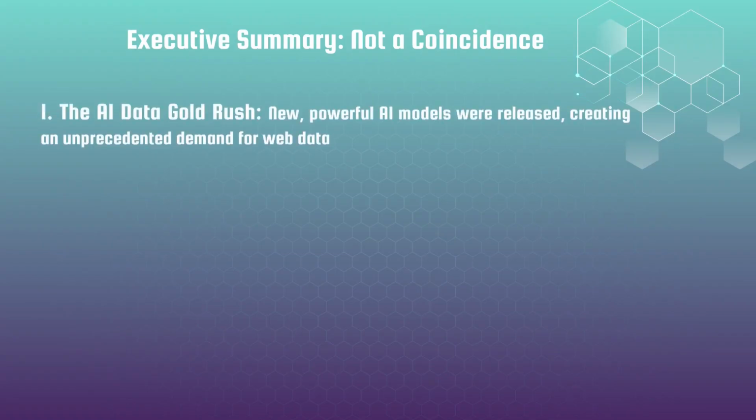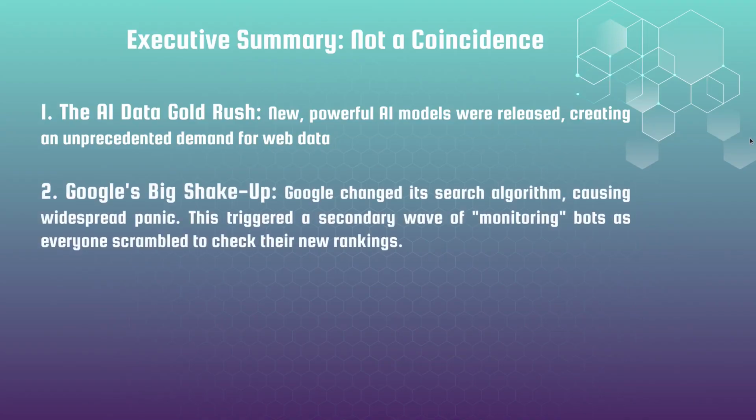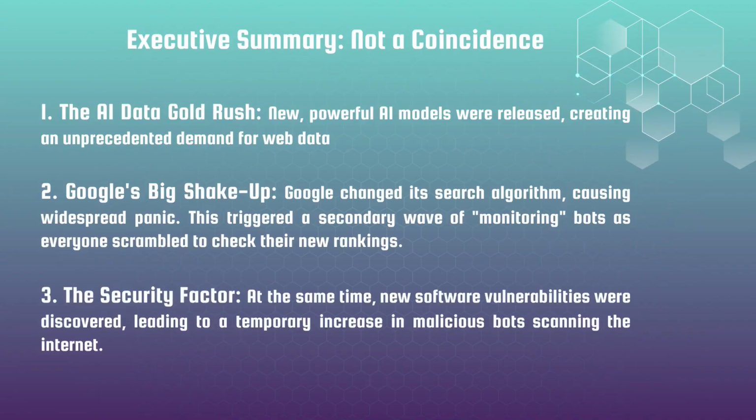So, the first one, that is the AI data gold rush. New powerful AI models were released, creating an unprecedented demand for web data. Second, it is Google's big shake-up. Google changed its search algorithm, causing widespread panic. This triggered a secondary wave of monitoring bots as everyone scrambled to check their rankings. And the third one, it is the security factor. At the same time, new software vulnerabilities were discovered, leading to a temporary increase in malicious bots scanning the internet.